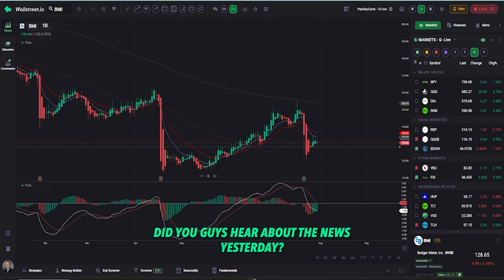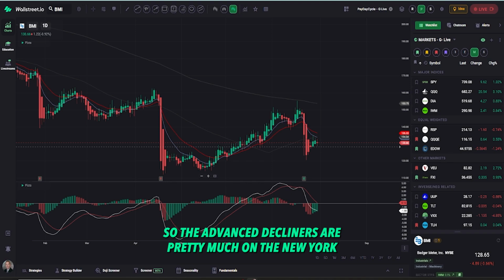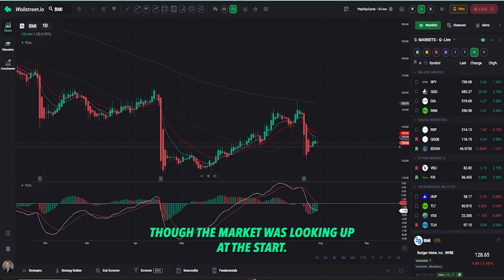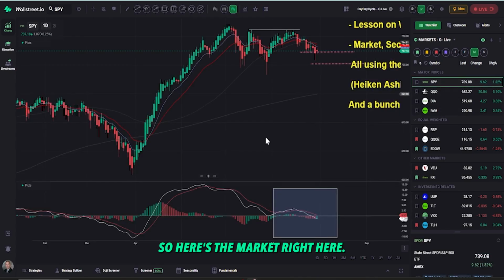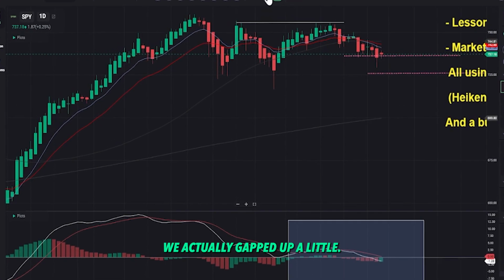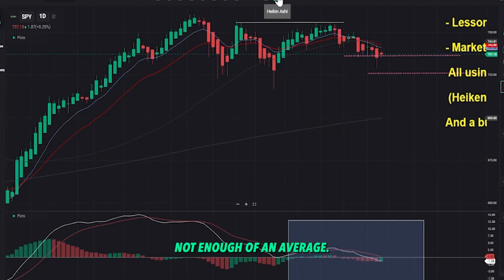Did you guys hear about the news yesterday? They left the interest rates at 3.5 by 3.25. So the advance-decliners on the New York Stock Exchange were pretty much favoring the decliners a little bit, even though the market was looking up at the start. So here's the market right here. We actually gapped up a little. See this? We gapped up on the market. But Heiken Ashi's saying, hey, it's not enough of an average.